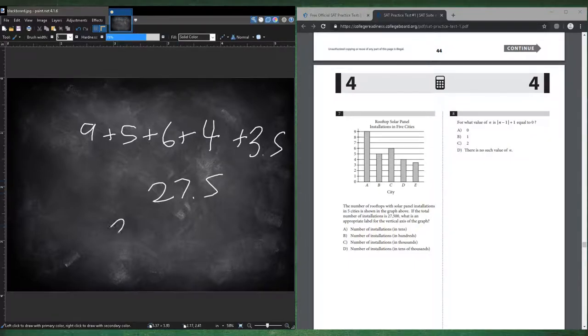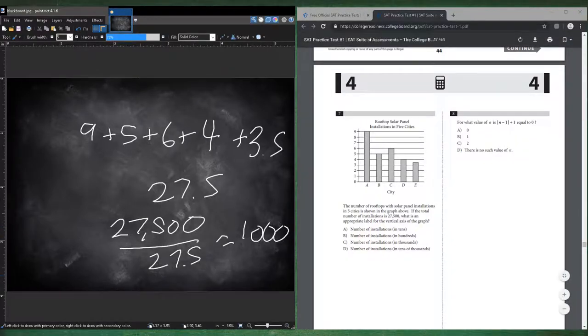So what is 27,500 divided by 27.5? That would be equal to 1,000. So the answer would be C, because it's represented in thousands.